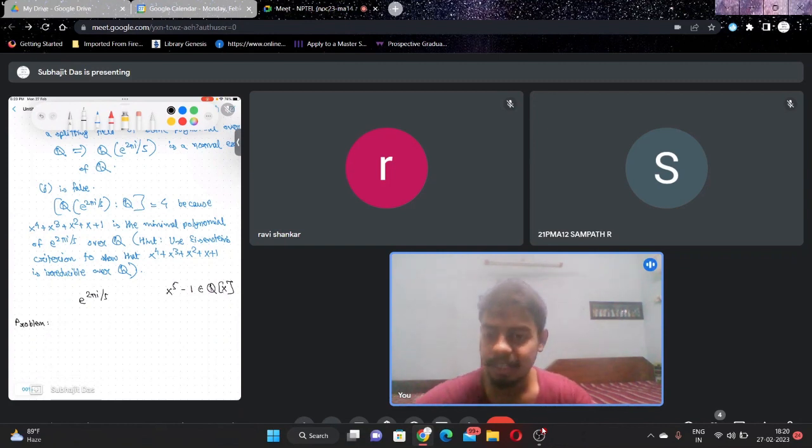This is something called a separable polynomial. I believe you have studied separability this week. So this is a separable polynomial. This polynomial has only simple roots, which means that all its roots are distinct.